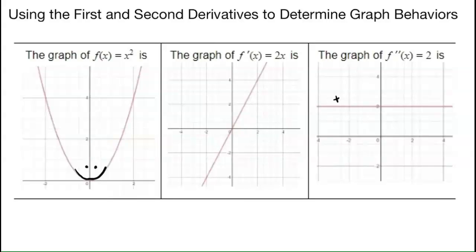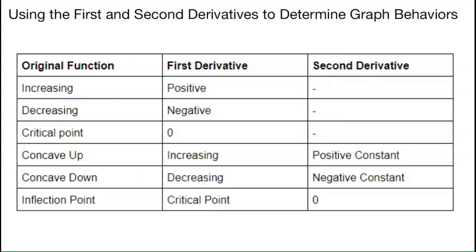In our example, we have an original function that is concave up, so our first derivative is increasing and our second derivative is a positive constant. What do you think would happen if our original function was concave down? Would it be that the first derivative was decreasing and the second derivative was a negative constant? That is correct. We can summarize all of this information in a few statements.